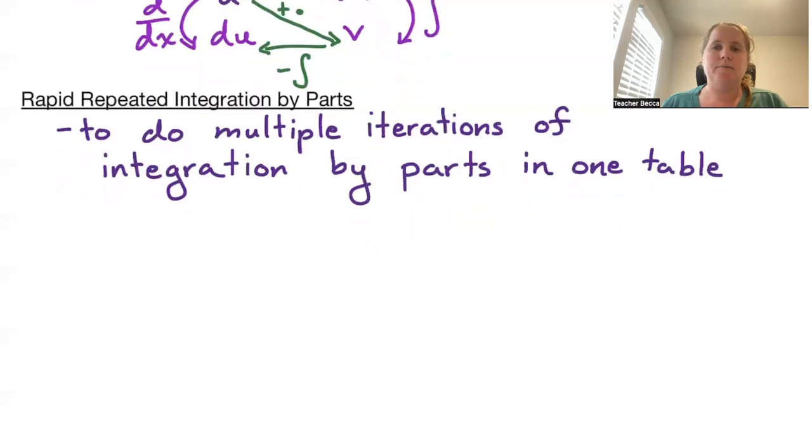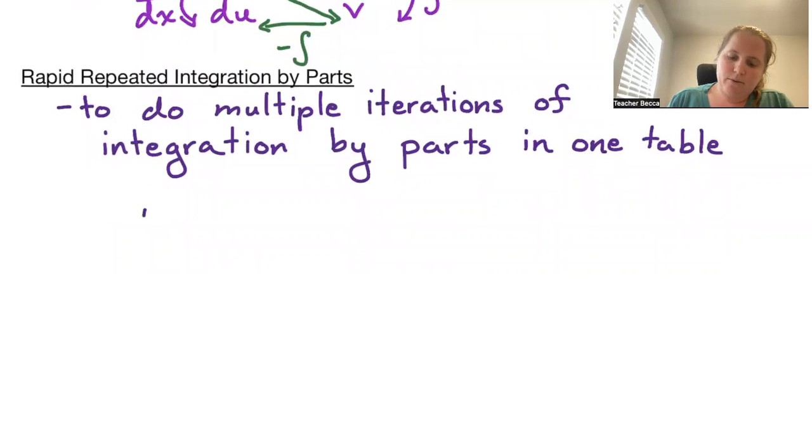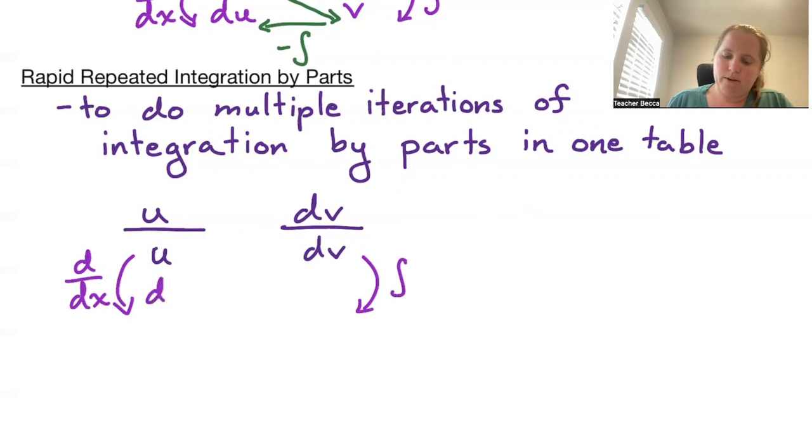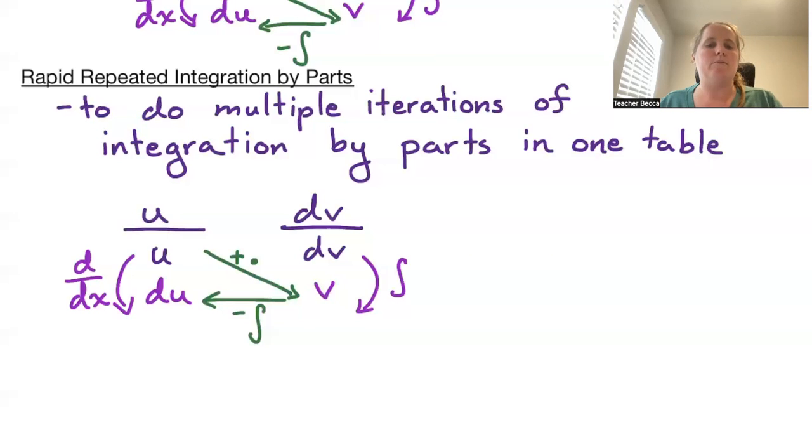So the general idea, we start off with our u and dv. And so we have our first u, our first dv. We do our differentiation and our integral. We get our du and v. And we would add on the product of the first diagonal, subtract the integral of the bottom row, right?